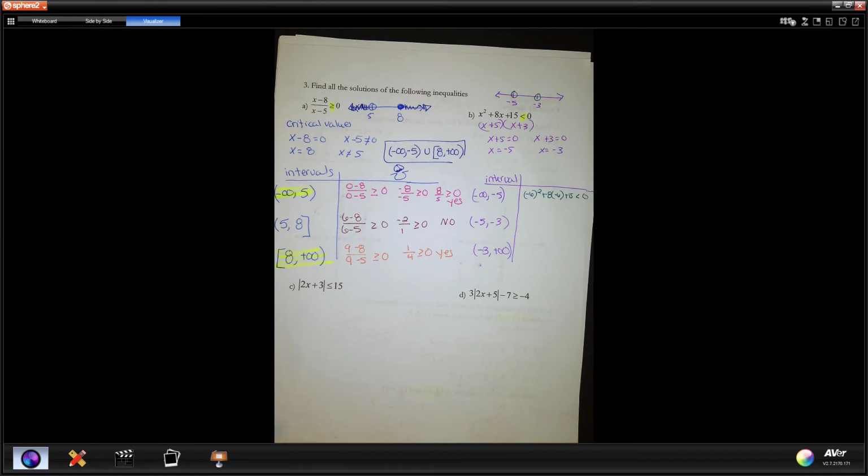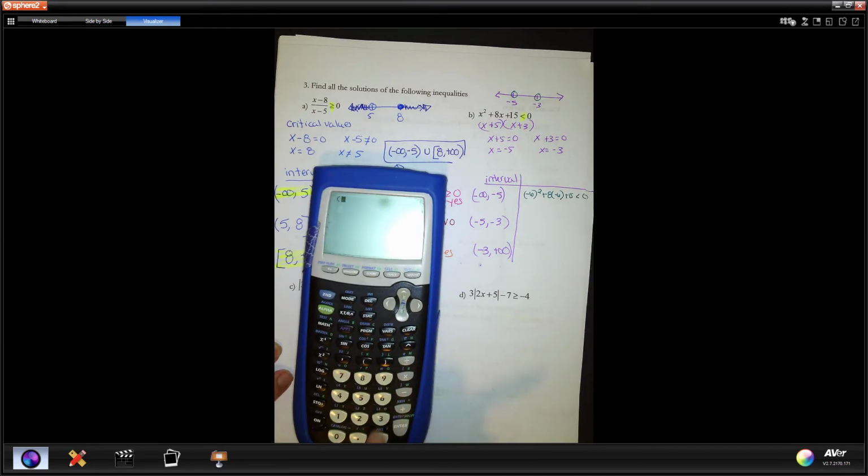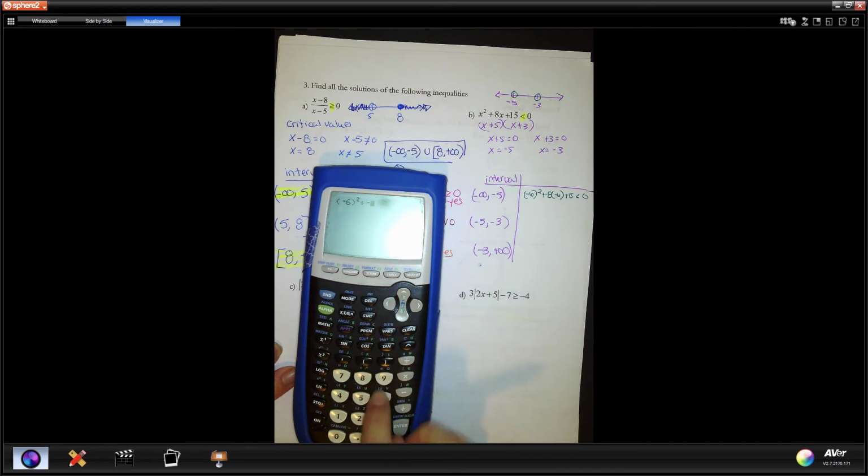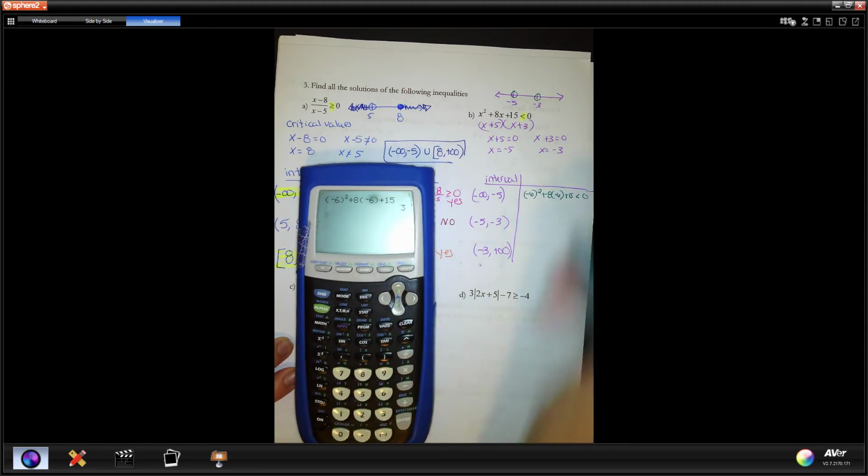And we can go ahead and use our calculator if we want to. So -6 squared plus 8 times -6. Let me go do this again. Clear. -6 squared plus 8 times -6 plus 15. So I want to know, is 3 less than 0? So that happens to be no. As we know, they should alternate, so our next answer should be yes.